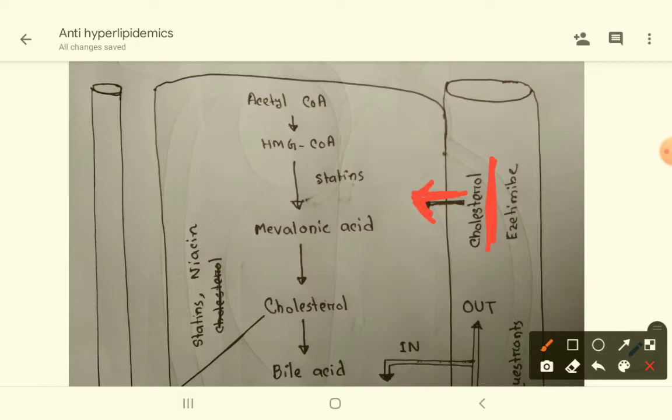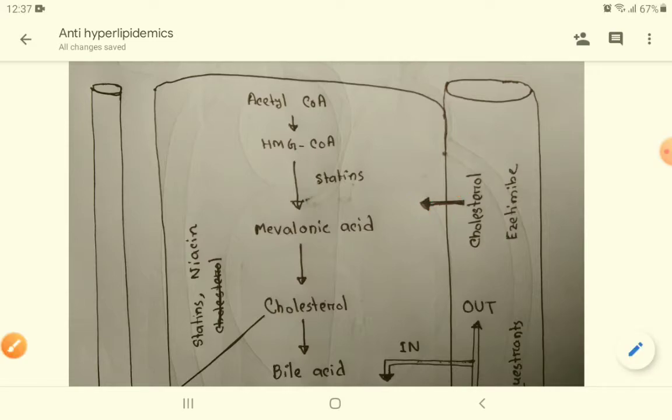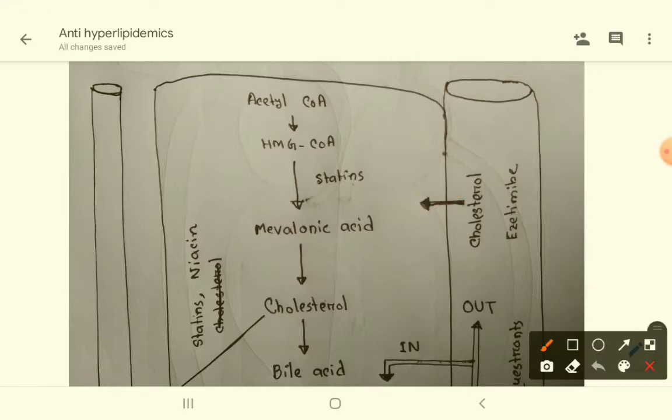Okay, so now let's look at our drugs. We have talked about the statins or HMG-CoA reductase inhibitors. So statins block this pathway. Here is an enzyme named HMG-CoA reductase. So statins block that enzyme, thereby it blocks this pathway. So HMG-CoA cannot be converted into mevalonic acid. Mevalonic acid ultimately cannot be converted into cholesterol. So that decreases the cholesterol level, right? Synthesis of cholesterol.